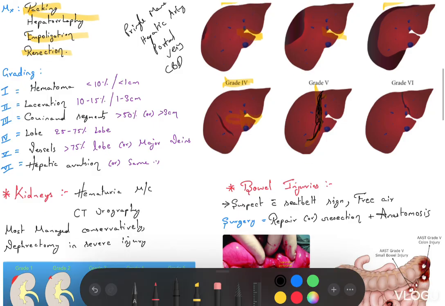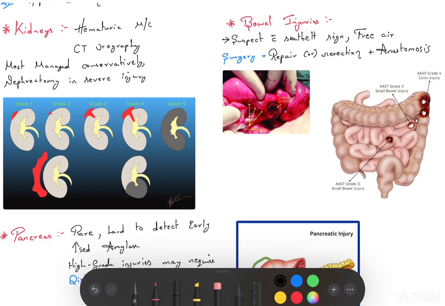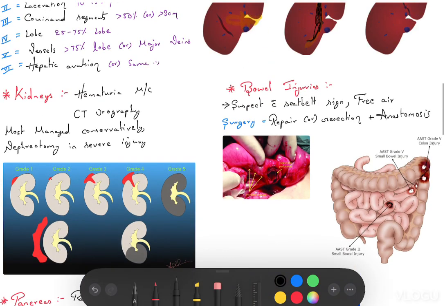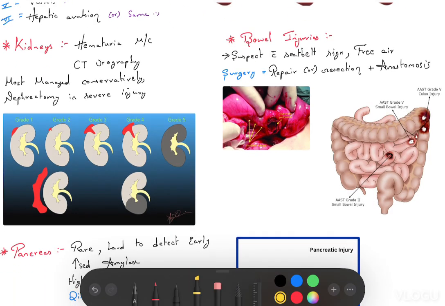Okay, next we can see here that is kidneys. In kidney injury, hematuria is the most common symptom we can see, and we have to do CT urography. Mostly we can manage conservatively. In severe cases we have to do nephrectomy. So in total we have 5 grades: renal injury grade 1, grade 2, grade 3, grade 4, grade 5.